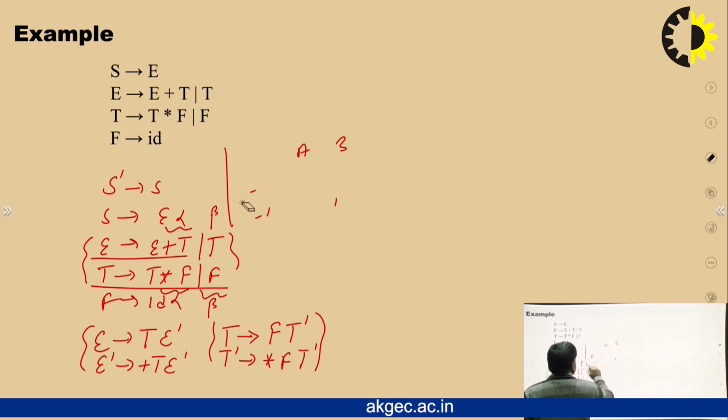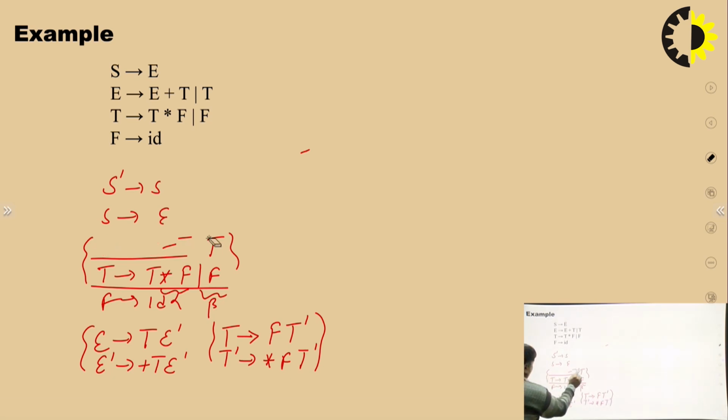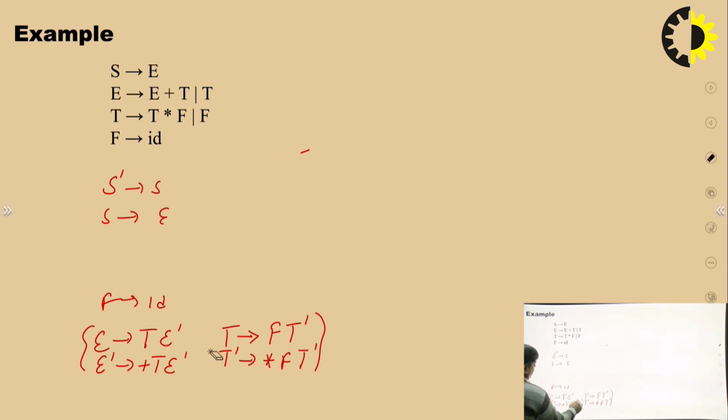Now we remove this one, no need for this one. No need of this grammar and no need of this grammar, because both productions contain left recursion. Then we remove the left recursion and find the 4 productions. We add these 4 productions into this context free grammar.